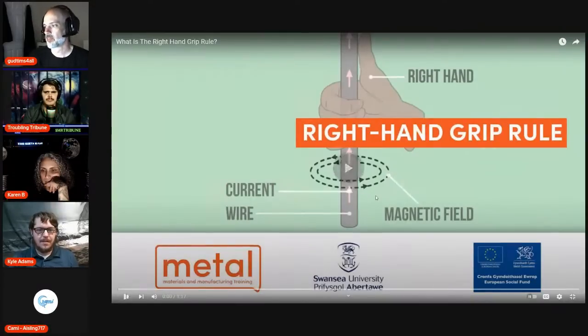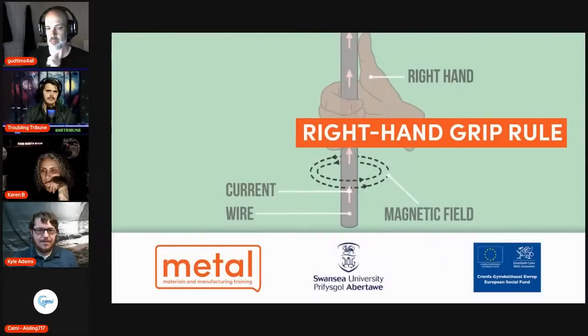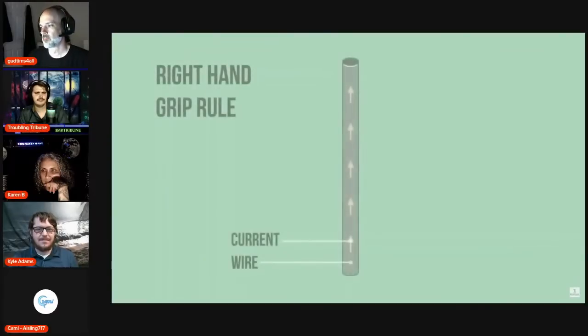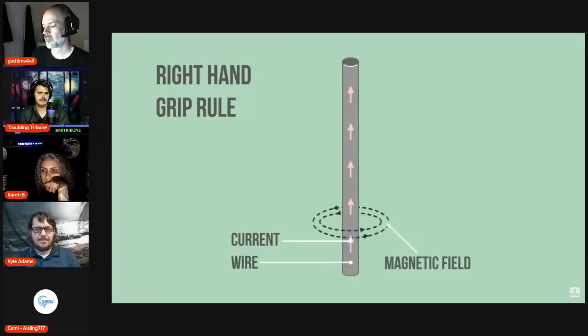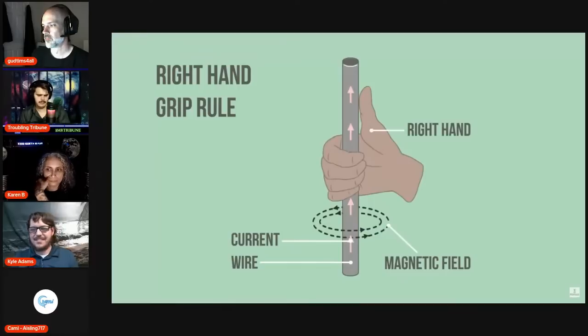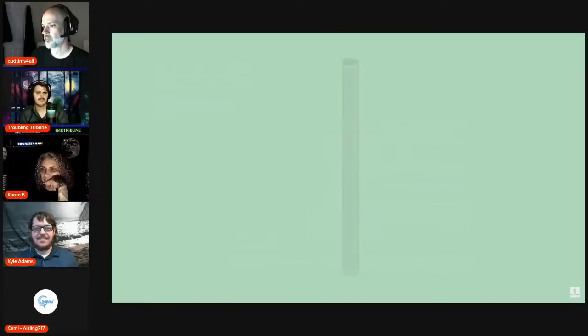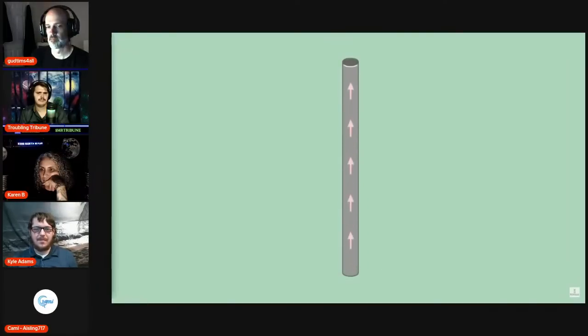Check this out. The right-hand grip rule is a common mnemonic to understand orientation of electromagnetic field in three-dimensional space with respect to a current-carrying conductor, like a wire. When electricity or conventional current flows in a long straight wire, it creates a circular or cylindrical magnetic field around the wire. The right-hand grip rule can help determine the direction of the magnetic flux lines associated with the magnetic field. Let's see this. An electric current passes through the straight wire.